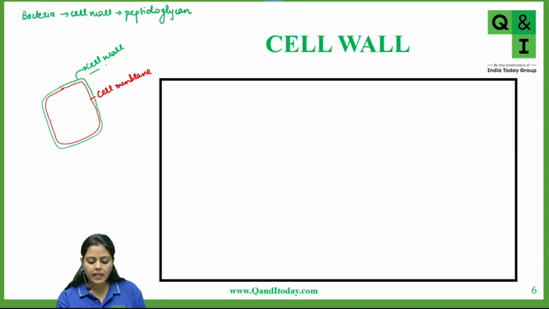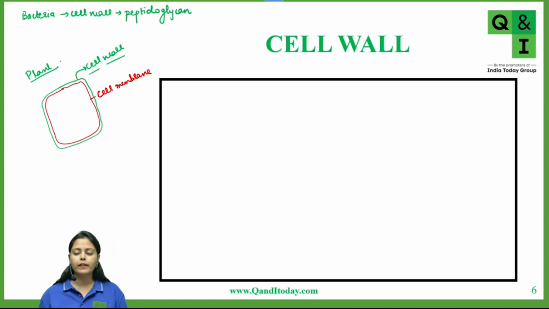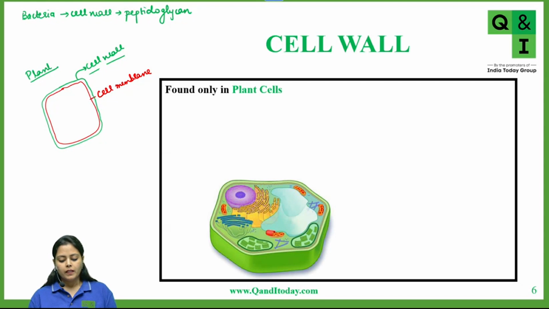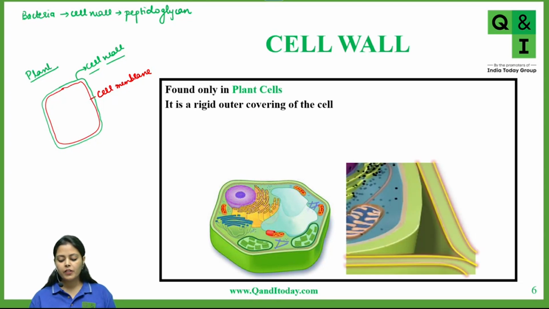But is the composition of a plant cell wall similar to that of a bacterial cell wall? The answer is no. So let's see what the composition of the cell wall is and what its function is. First of all, it is found only in plant cells, since we are now talking about eukaryotic cells. It is the rigid outer covering of the cell. You can see the yellow highlighted portion; this is your cell wall, forming a rigid outer covering.